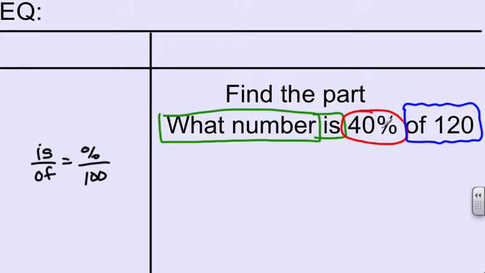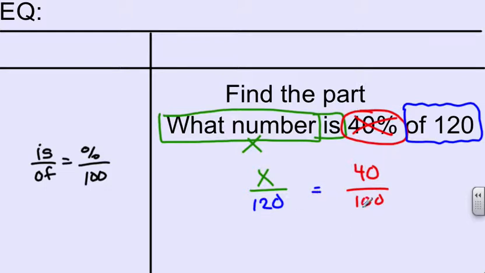Let's start with the easy part, the 40%. I know that's going over the percent sign. I'm sorry, over the 100 because it's a percent. So that goes over the 100 automatically. What number is? I don't know. What? Shrug your shoulders. What number is? X is. So in the numerator part right here, I'm going to put my X. And then of 120. Of, on the denominator, is 120.